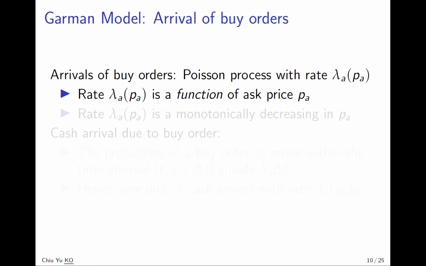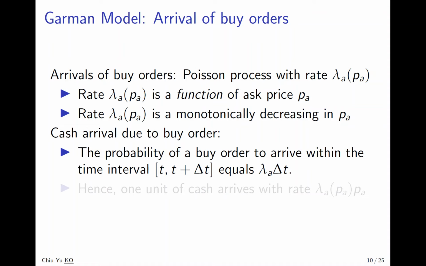So we assume the buy orders arrive with a Poisson process with rate lambda A. This rate is not a constant rate. It really depends on the price PA. This is a buy order, so it's a demand function, right? That's why we have a downward sloping demand. When the price goes up, the rate goes down. So the rate is decreasing with the price. It's a standard demand function.